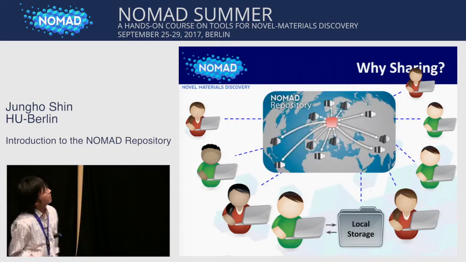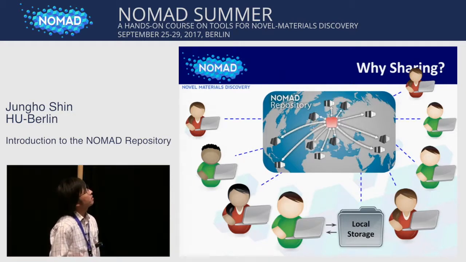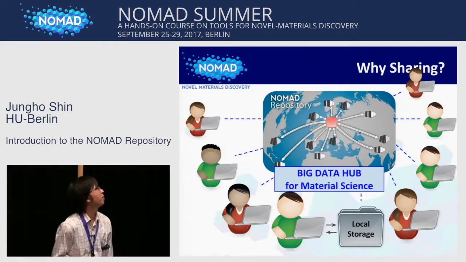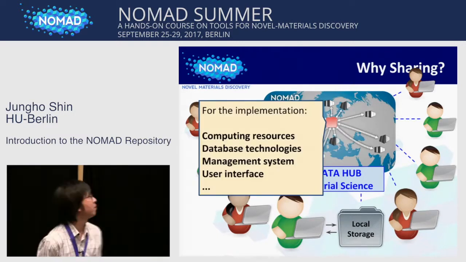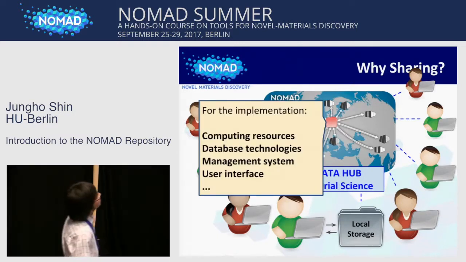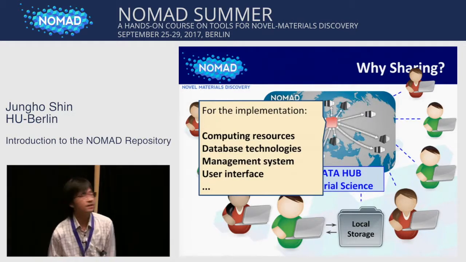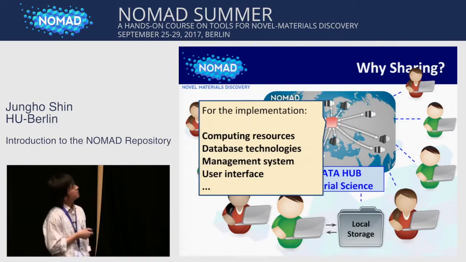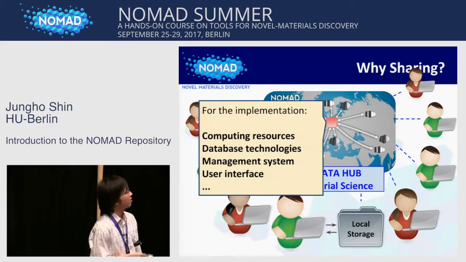Then we collect the data from the world, and what we construct is exactly a big data hub for the materials science community. So based on this kind of idea, what we have to think about next is its implementation. Many things could be considered for the implementation, for example, computing resources, database technology, management system, user interface, and so on.